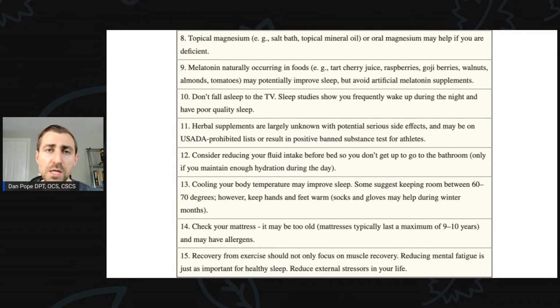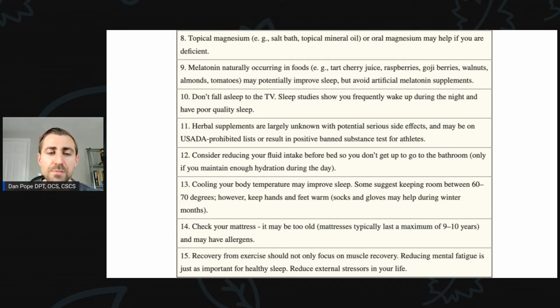Okay. Number 14, check your mattress. It may be too old. So mattresses typically last at maximum 9 to 10 years and may have allergens. So I really wasn't thinking about this, but if you have an old mattress, maybe you're allergic to it. Maybe that's creating some difficulty sleeping and you need a new mattress.